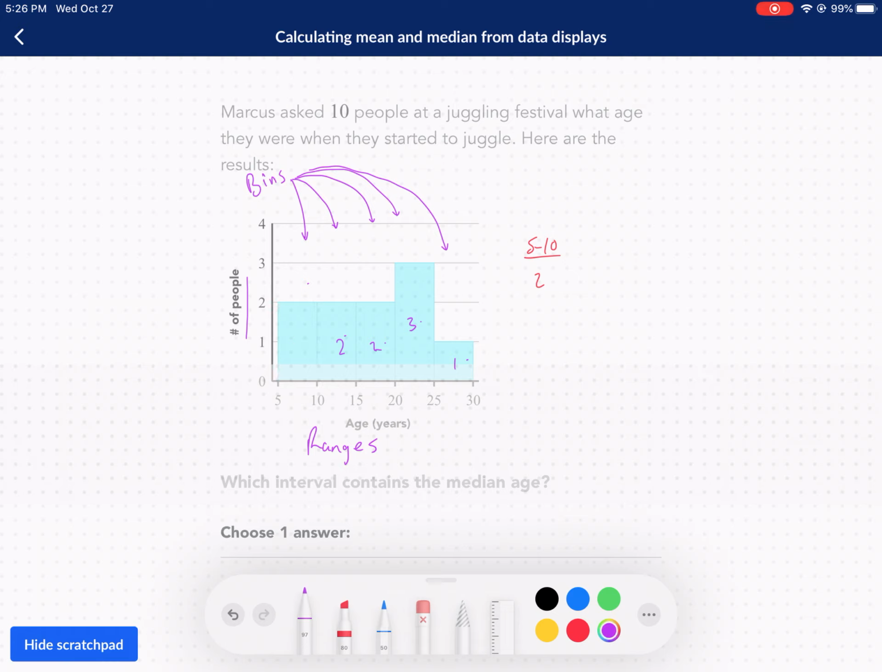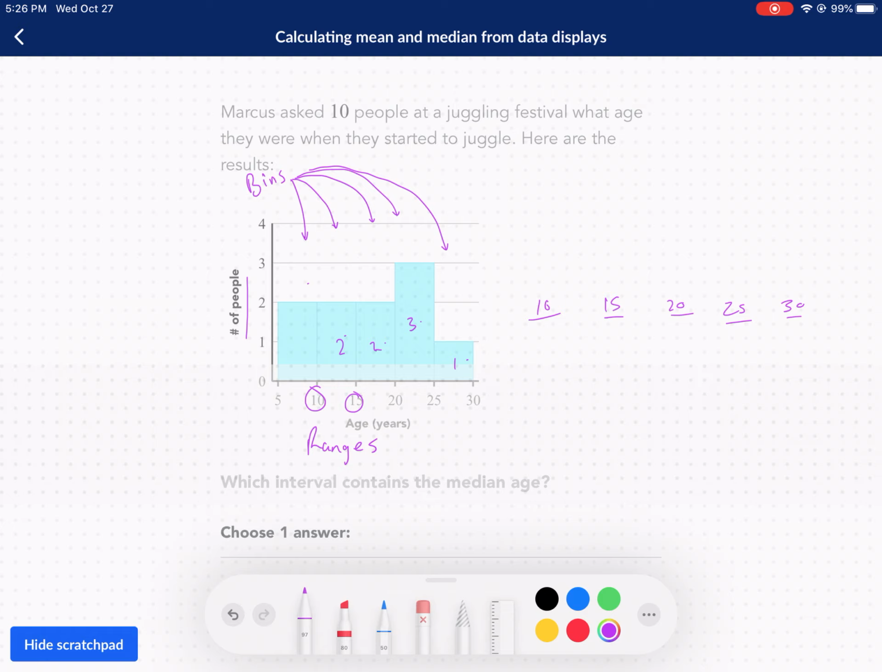Now, just so you don't have to say the range each time, you can just reference the bin by its upper limit. So I'm going to call this the 10 bin, or if you want, you can still call it the 5 to 10 bin. But I'm going to call this the 10 bin just for ease of use. Here's the 15 bin, the next one over. I'm counting it by the number to the right. Then we have the 20 bin, the 25 bin, and the 30 bin.